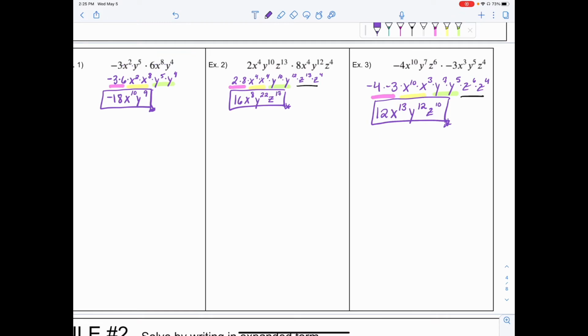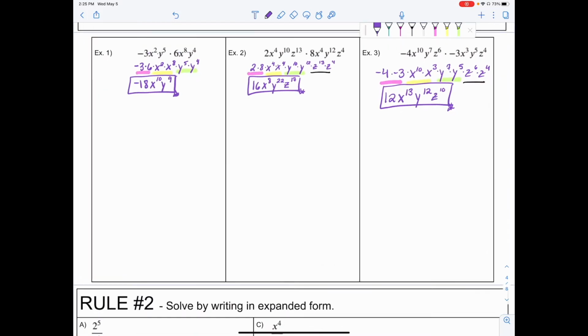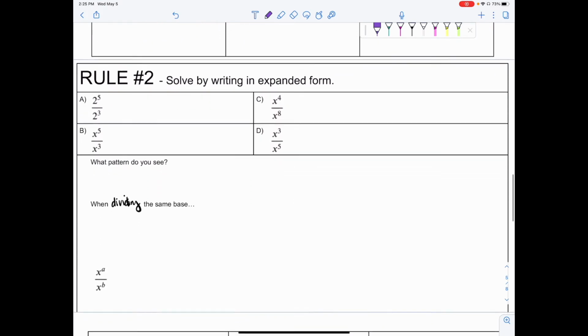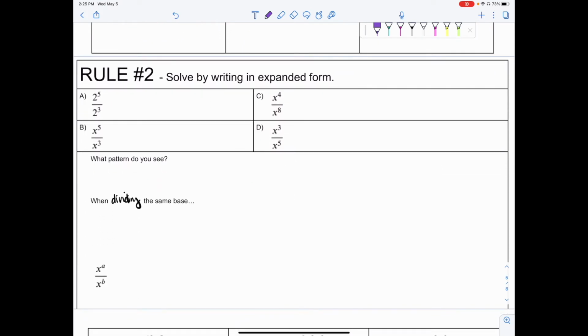So when we're multiplying the same base, we're multiplying the coefficients, and then for the variables, when we're multiplying that same base, we're adding the exponent. So that's multiplying. Rule 2, we're going to look at what happens when we are dividing.